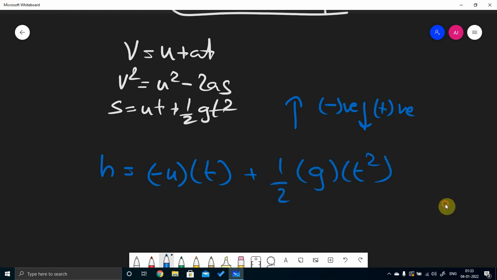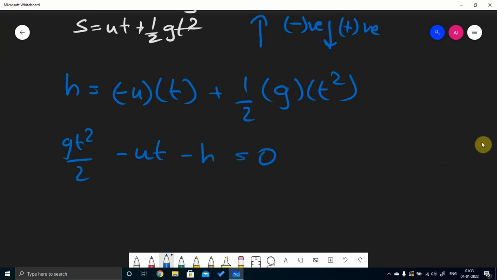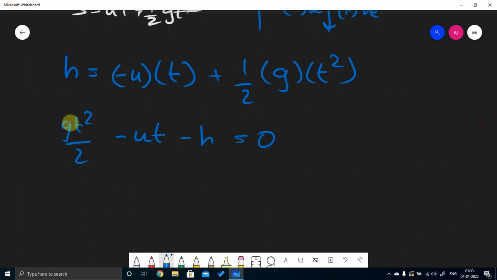Now we can see that this is a quadratic equation and we're just going to use the quadratic formula and solve this. So we get gt square by 2 minus ut minus h equal to 0. Now I'm going to make the coefficient of t square 1, so I multiply everywhere by 2 by g. So it will be t square minus 2u by g t minus 2h by g.